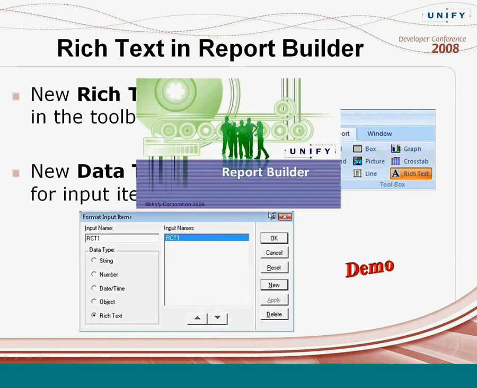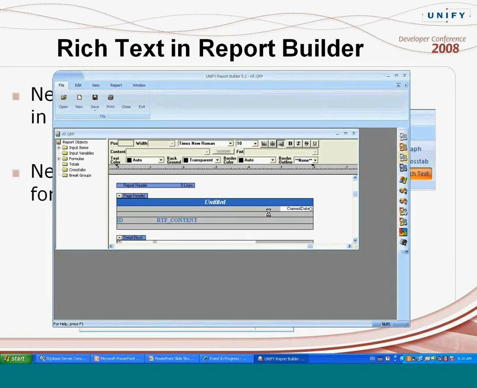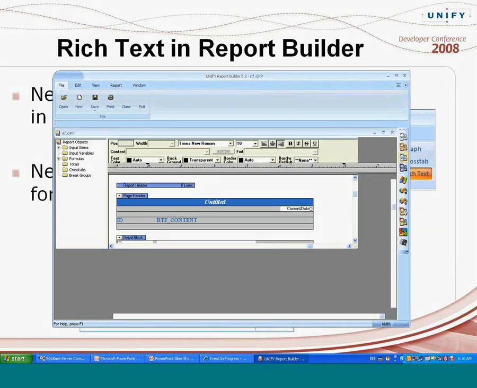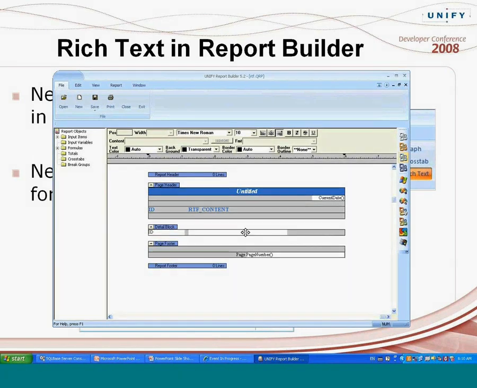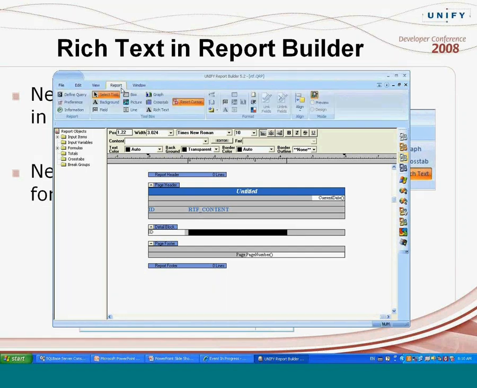I'm going to open Report Builder here, and hopefully you are seeing it on your screen. So I've just opened Report Builder 5.2, and I have a report which includes a rich text object. And as I was mentioning before, if you go to your report item in the toolbar, you see a new rich text object that you can just click and drop into a new report.